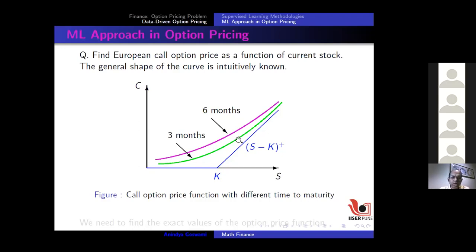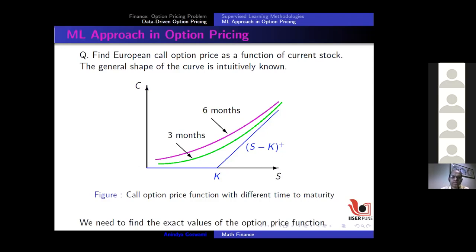So the non-decreasing, or increasing, nature of the option price function one can deduce intuitively. However, precise values one cannot come up with, unless one fixes very precise dynamics or has a very precise understanding of the relationship. That is what the machine learning approach, or theoretical option pricing, is trying to do: finding out these unknown functions. So here also we are looking for one unknown underlying deterministic function.